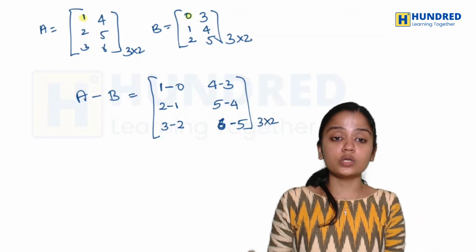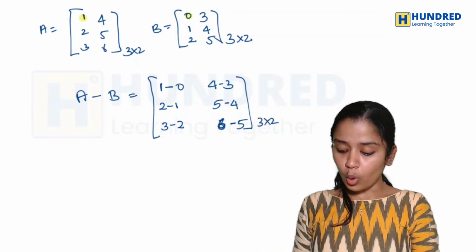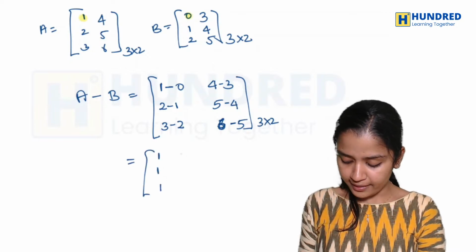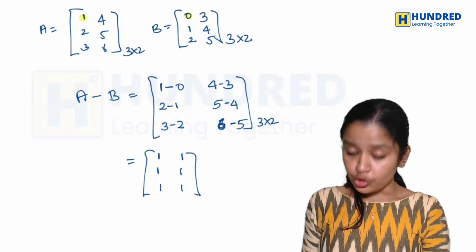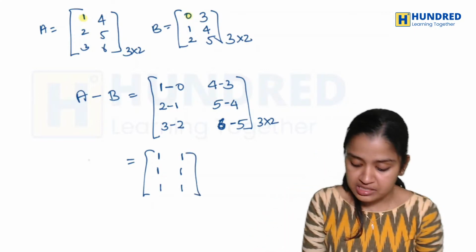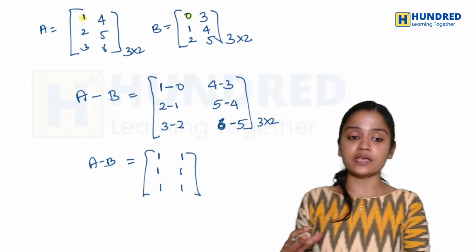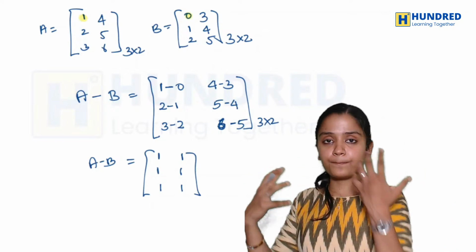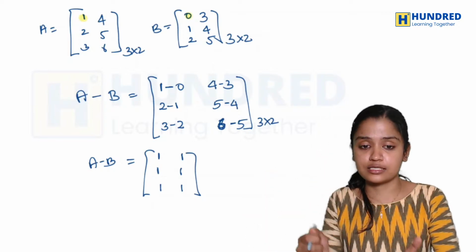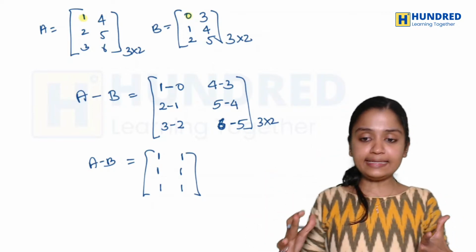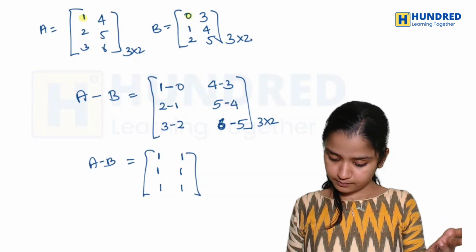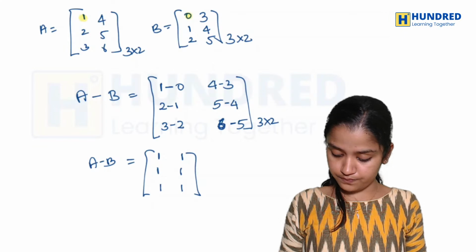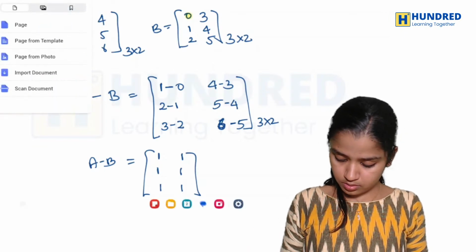Like this only you will be having. Okay. Now what happens? So this will be equal to 1, 1, 1, 1, 1, 1. Your subtracted answer, which is this, is your A minus B. When you subtract a number, basically A from B, you will be having this one. Okay. I hope you are clear. Now let's go to the next one.